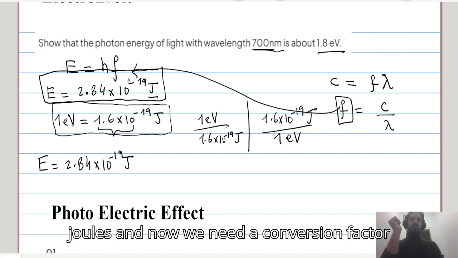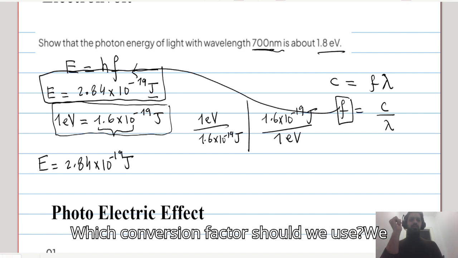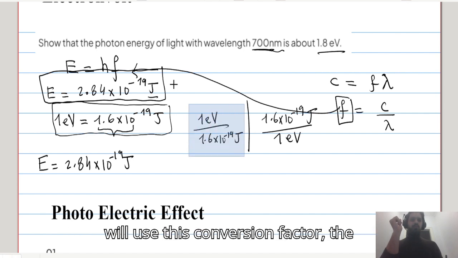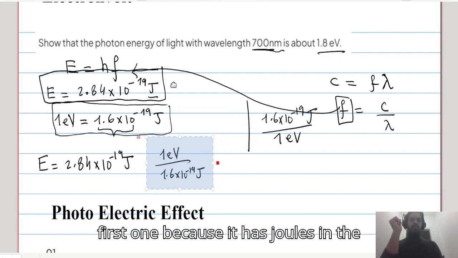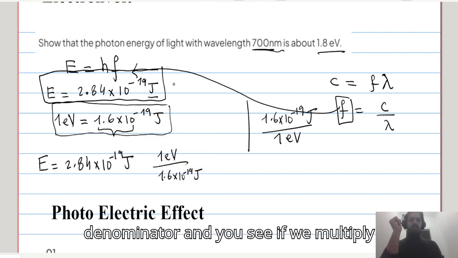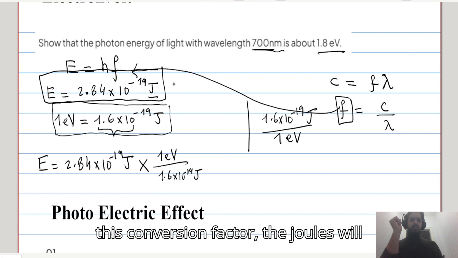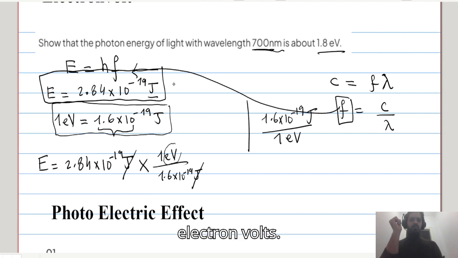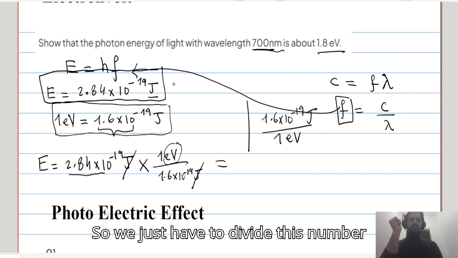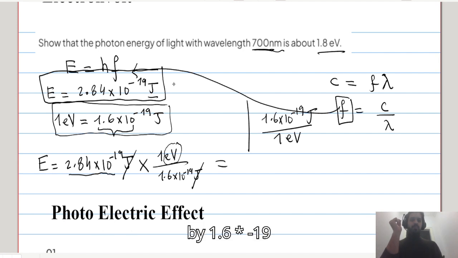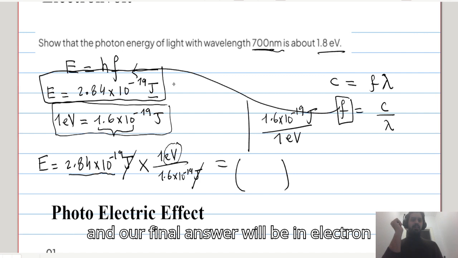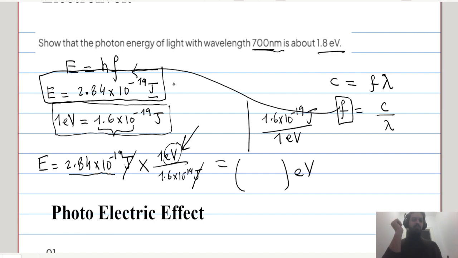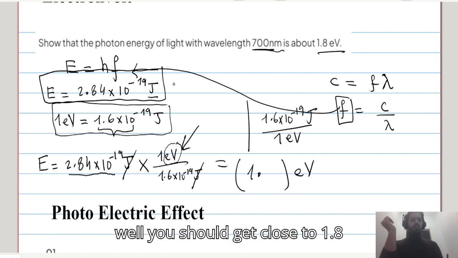So the result that we got for energy was 2.84 times 10 to the negative 19 joules. And now we need a conversion factor. Which conversion factor should we use? We will use the first one, because it has joules in the denominator. And you see, if we multiply by this conversion factor, the joules will cancel and our final result will be in electron volts. So we just have to divide this number by 1.6 times 10 to the negative 19, and our final answer will be in electron volts. And well, you should get close to 1.8.